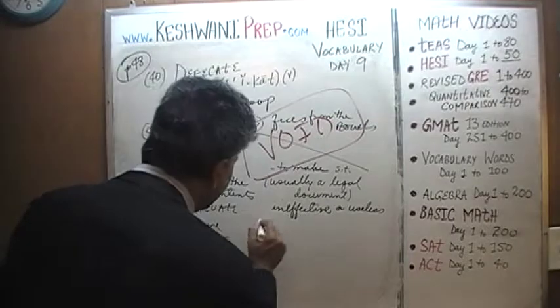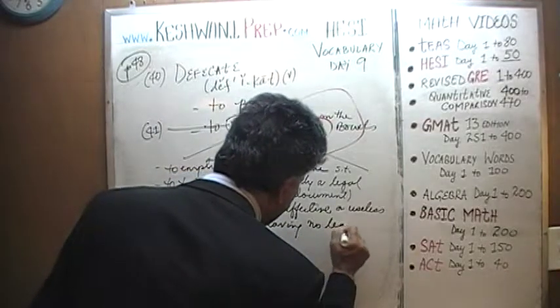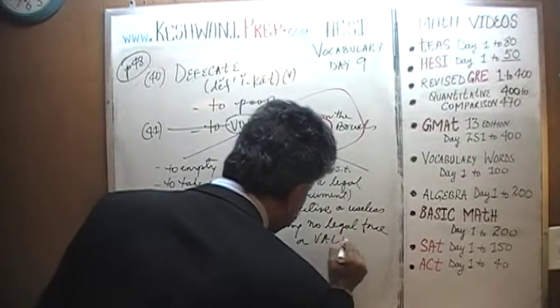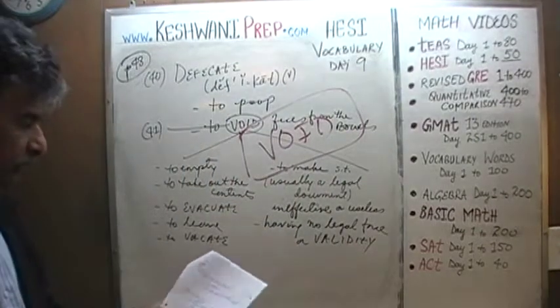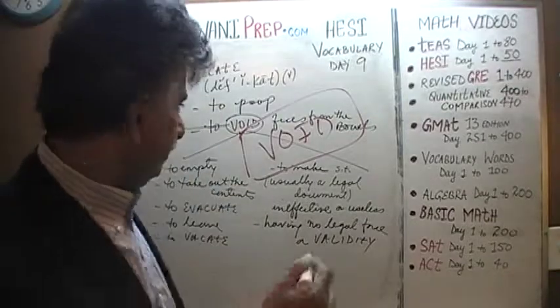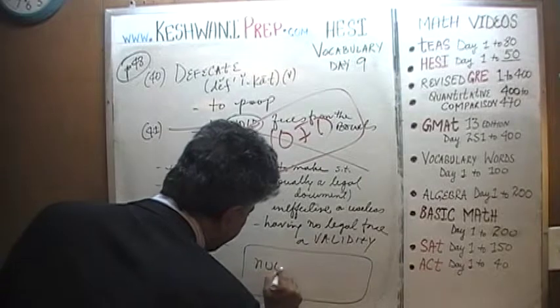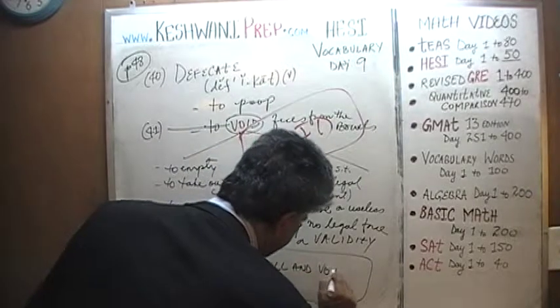Having no legal force or validity. And the process that one does voiding a check, sometimes we write down the word void, and sometimes they will say null and void. Null and void.